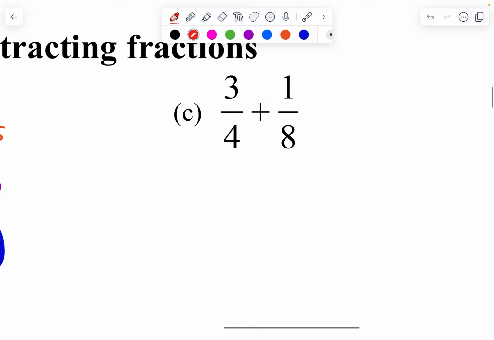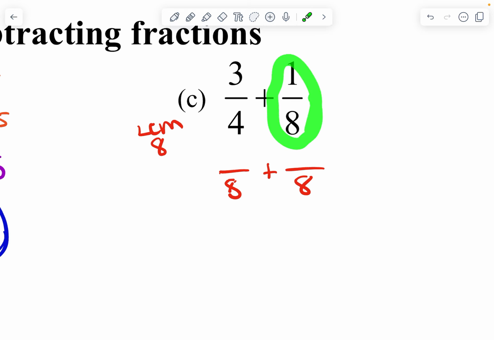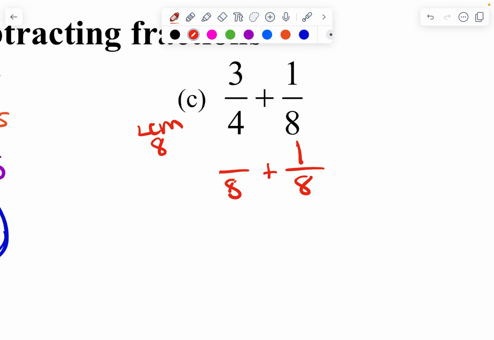All right, moving on to part C here. The LCM, or least common multiple, for 4 and 8 was 8. So I need a denominator of 8, denominator of 8. Now, this is kind of cool. This fraction already has a denominator of 8, so it is not going to change. The first fraction does have to change because it didn't have the right denominator. So to get from 4 to 8, we've got to multiply by 2, which means you multiply that numerator times 2 as well. So 6 over 8 plus 1 over 8. Add the two numerators, 7 over a common denominator of 8.